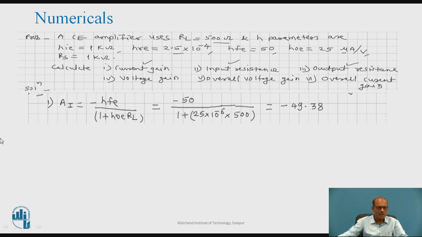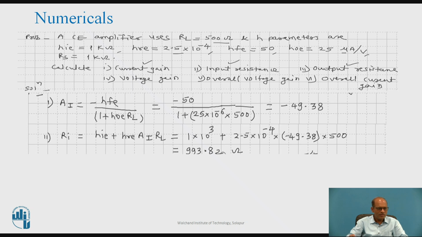Now first is the current gain. So AI is equal to minus HFE. It is a common emitter configuration, therefore suffix E is added for all the H parameters. So minus HFE upon 1 plus HOE RL. Substitute the values, minus 50 upon 1 plus HOE 25 into 10 raised to minus 6 into 500, and if we solve it, we get minus 49.38, that is the current gain. So current gain is negative.